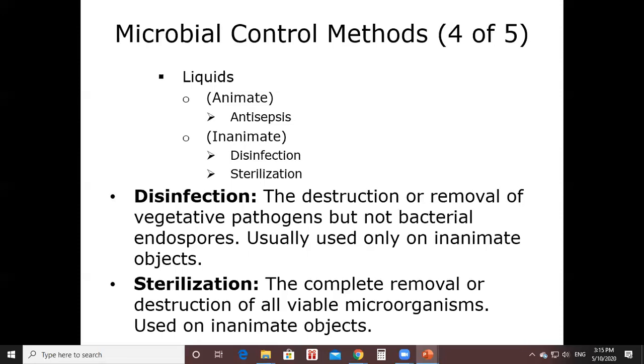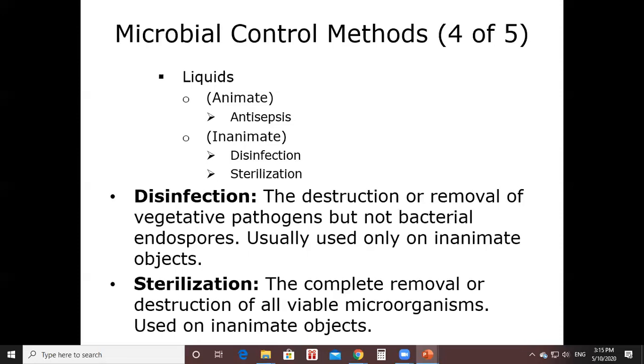So disinfection is the removal of vegetative pathogens. Those are the living ones, the ones that actively divide by binary fission, the ones that actually have metabolism, everything that you would think of in terms of them being alive. That's disinfection, but it's not usually sterilization. This means it does not kill the endospores, the bacterial endospores.